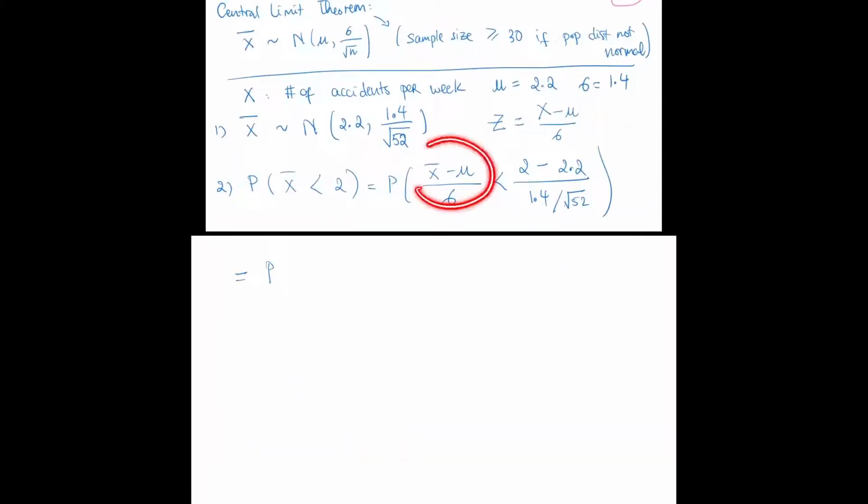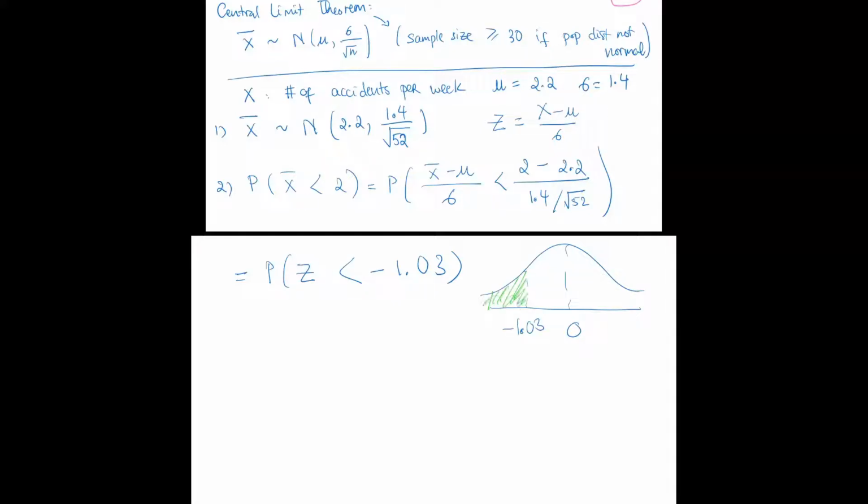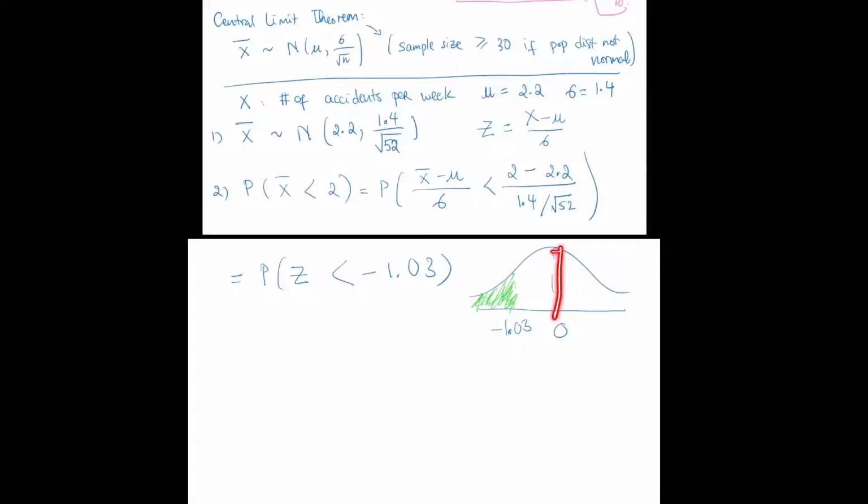The first term here is Z. The second term here, if you calculate correctly, you should get minus 1.03. So if you look at the graph, 0 is here, so minus 1.03 is somewhere here. I want to find this area, right? However, our Z table only provides this part. So we have to somehow use the information of this to get to this.